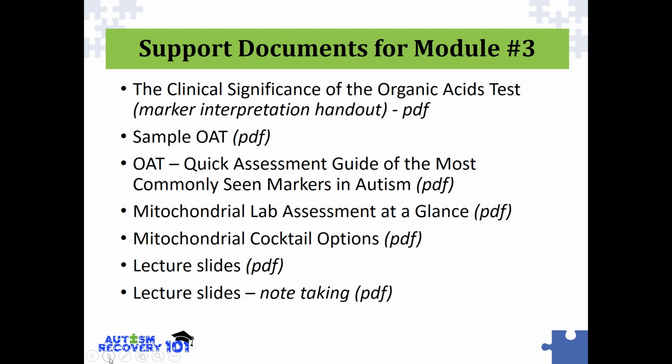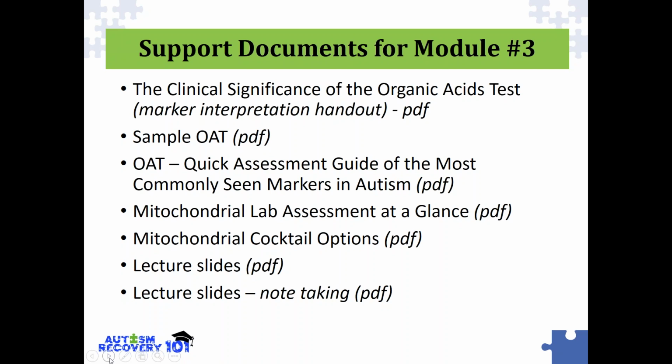Now, there are a number of documents in Module 3. So the first one here, the clinical significance of the organic acids test. This is a marker interpretation handout that comes from Great Plains Lab. This is sometimes what a doctor will use. When a marker comes back that they haven't seen before, they'll go to that reference guide and read about it. So that's worthwhile having. In Module 3, there's a sample organic acids test.